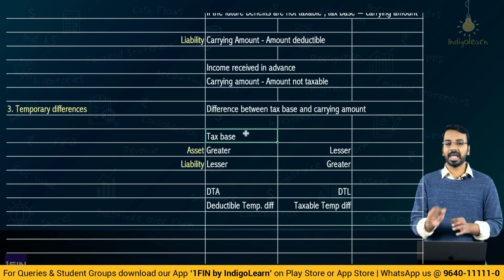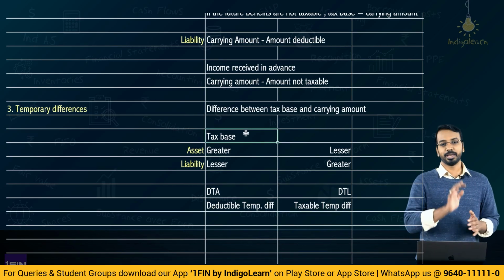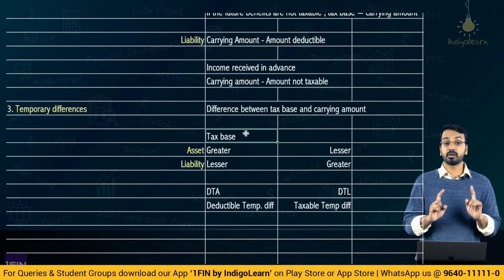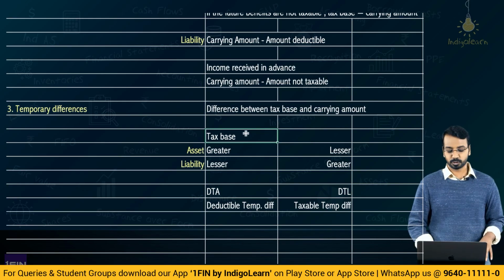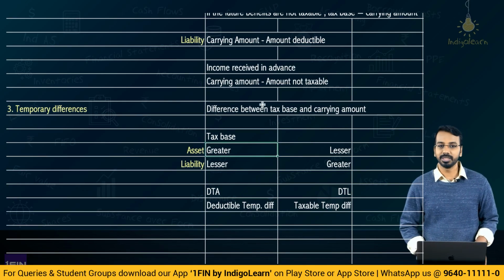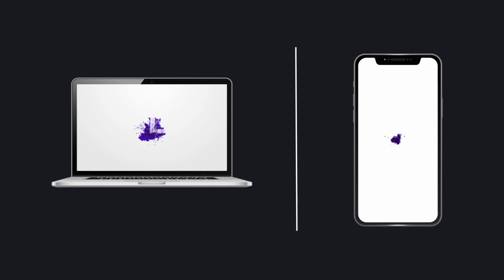It depends on what the tax base is as compared to the carrying amount. So, always remember, if the tax base of an asset is greater, then it will create a deferred tax asset. Once you remember this, remembering the others will be easier for you.